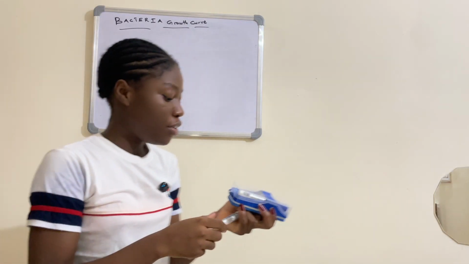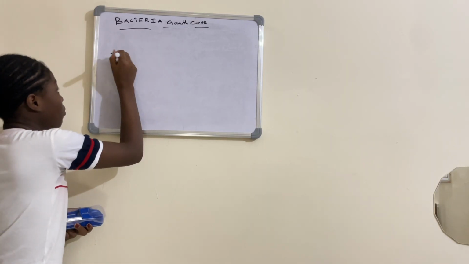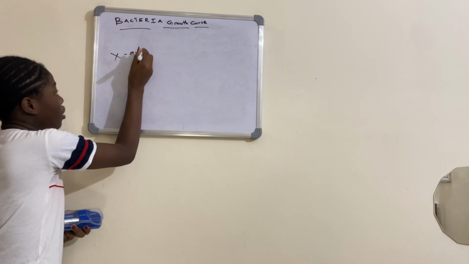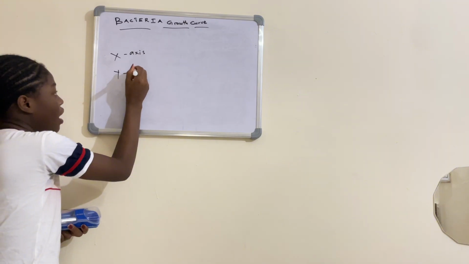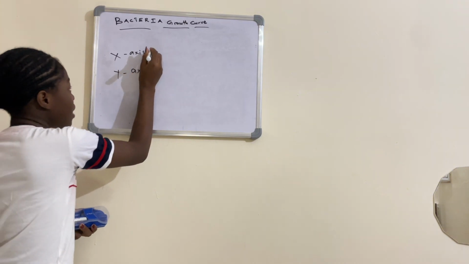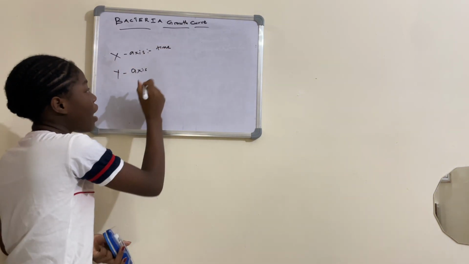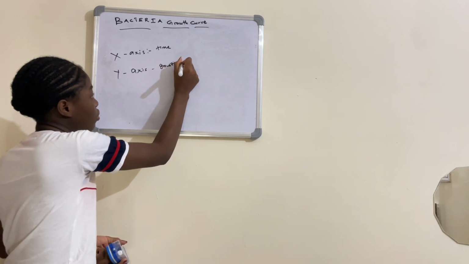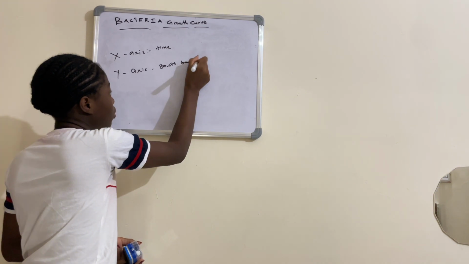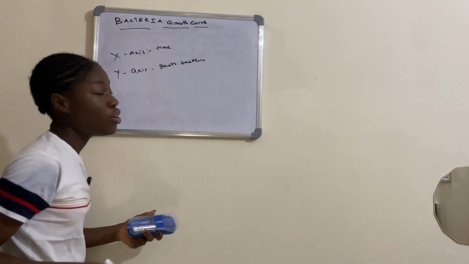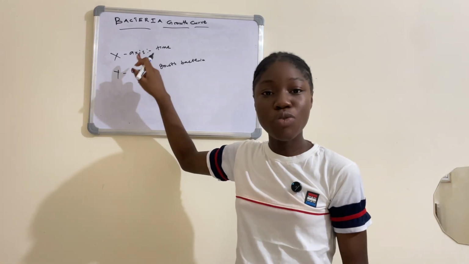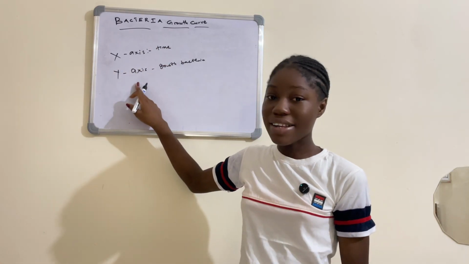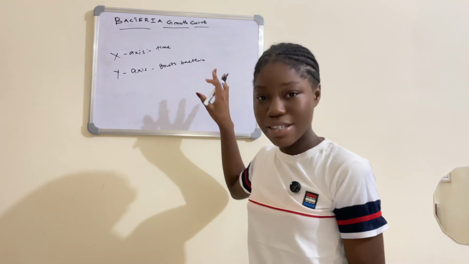So on the bacterial growth curve, we have the x-axis, which represents time, and we also have the y-axis, which represents the growth of bacteria.